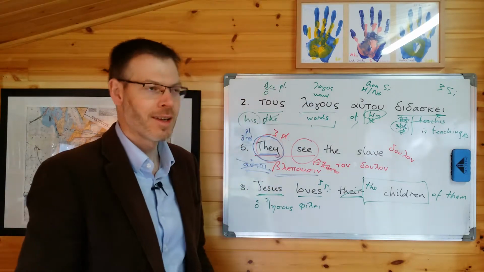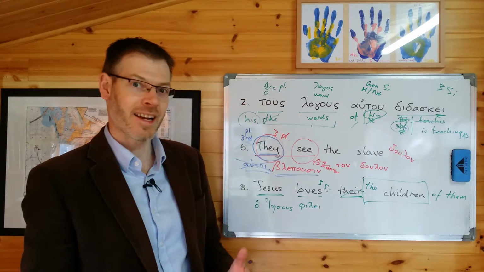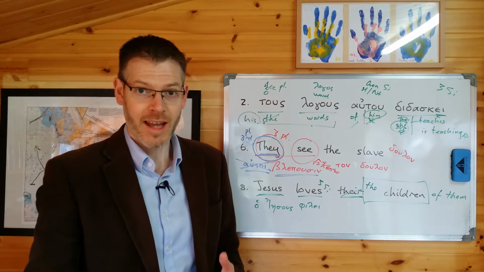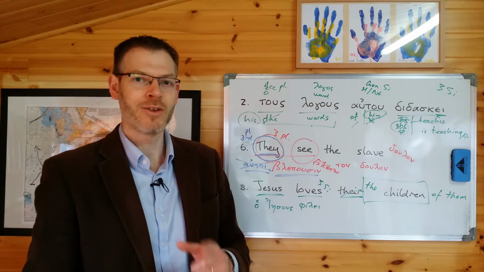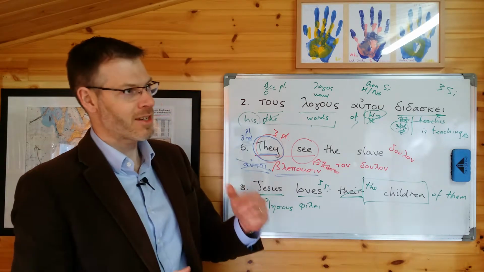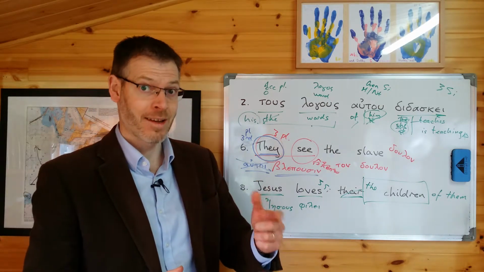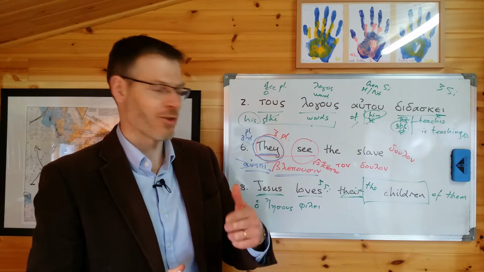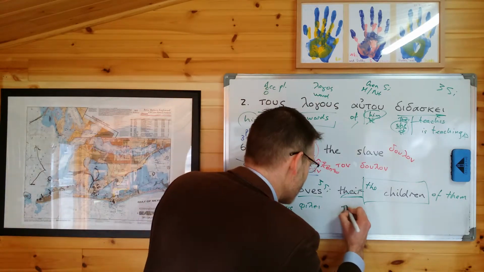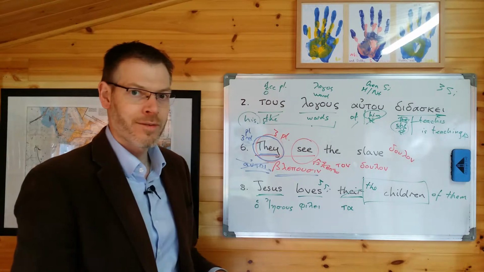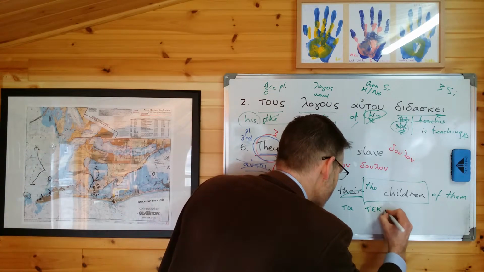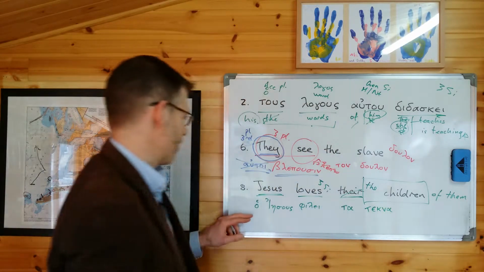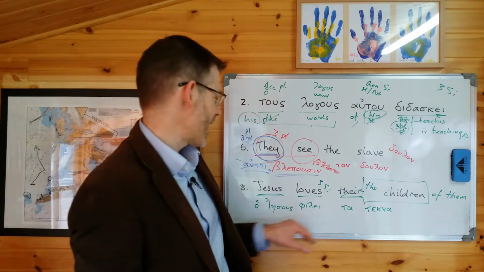So what's children? Okay, child is teknon. That's to teknon. You've learned it in the nominative singular, so if it's teknon, that must be a neuter noun. So it's teknon, teknon, teknou, teknoi, tekna, tekna, teknon, teknois. So ta, accusative, neuter, plural, tekna. Ho Iesus philei ta tekna.